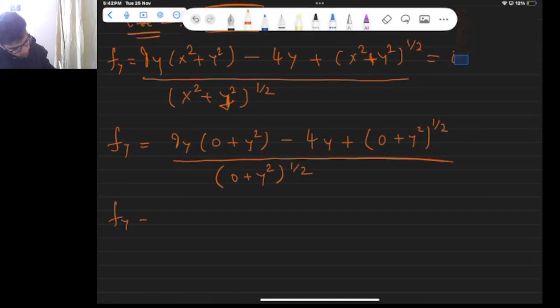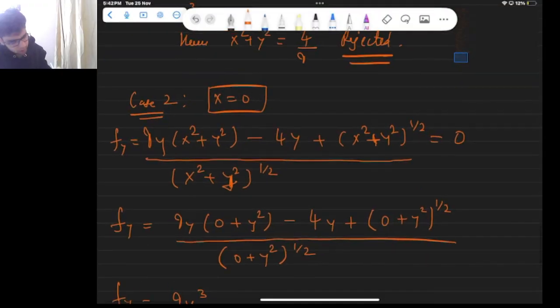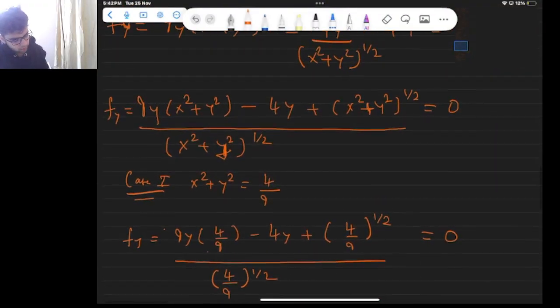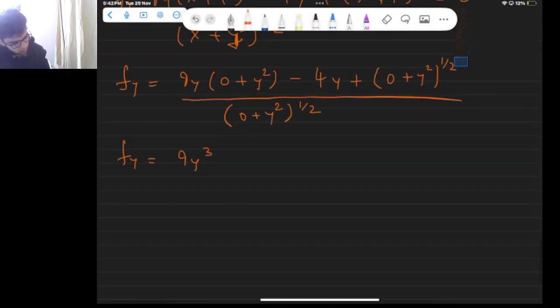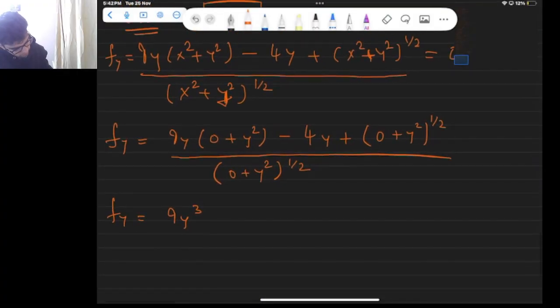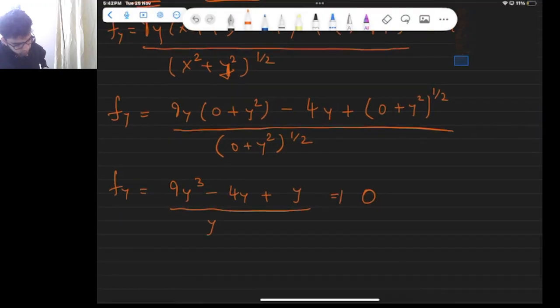and this is equal to 9y cube minus 4y plus y, the root of y square is y, so this is also y, so my expression will be, and this should be equal to 0, right?